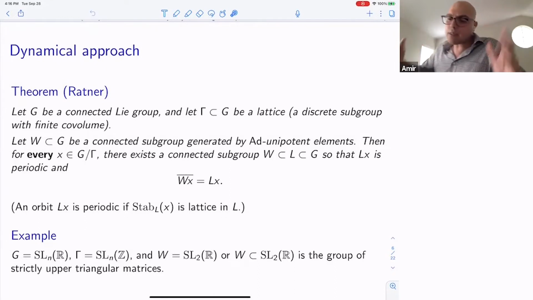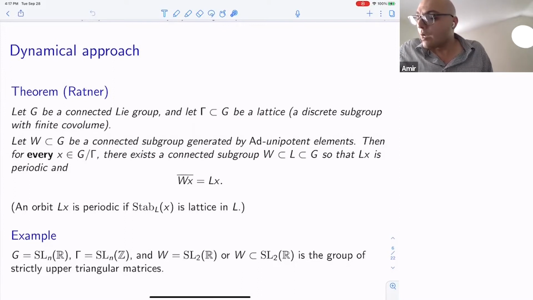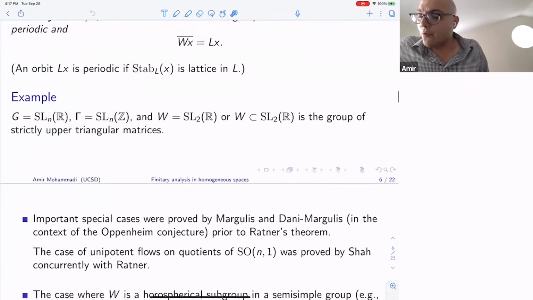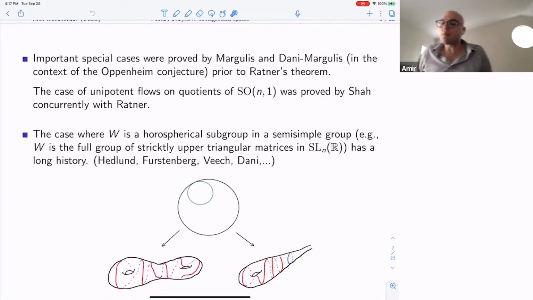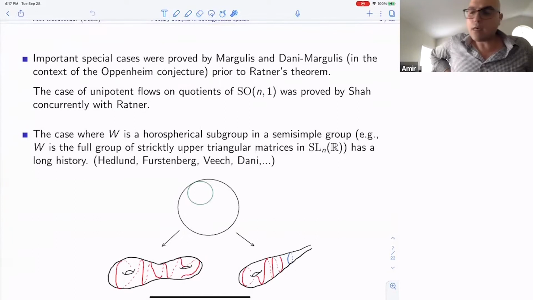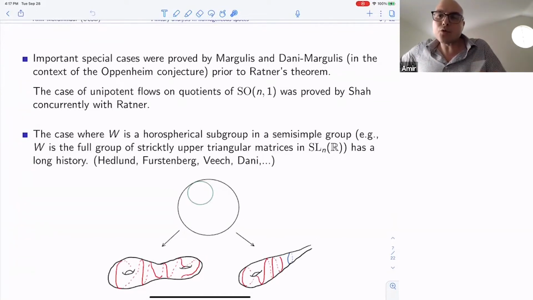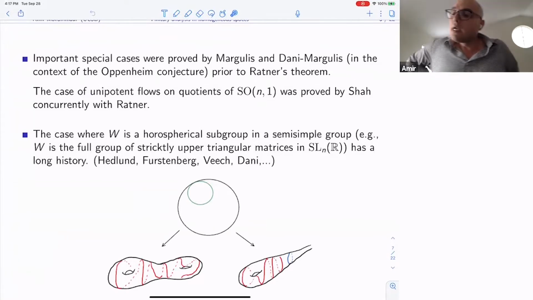So this is the type of theorem that I want to discuss, and I also want to relate this genus problem to a question of this nature. Now, some historic remarks before this work of Ratner. Special cases of this problem were studied by Margulis and Dani, Margulis in the context of the Oppenheim conjecture. Margulis proved the Oppenheim conjecture by proving the special case of this, where you look at SL3R mod SL3Z and the action of the isometry group SO(2,1). And there were generalizations by Dani and Margulis.